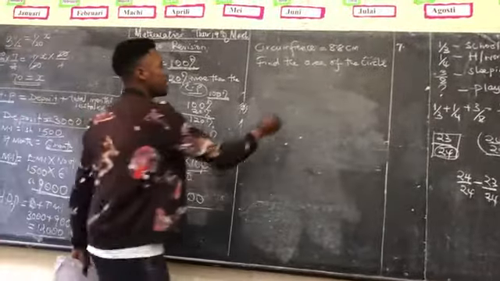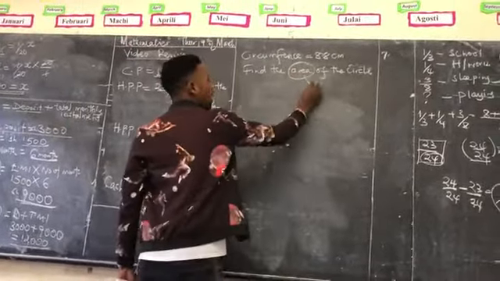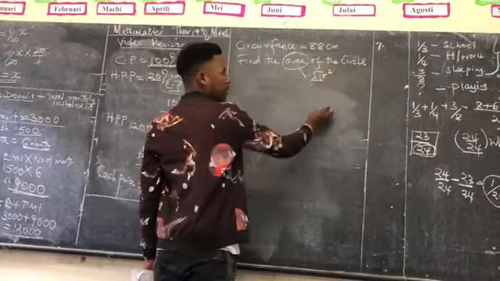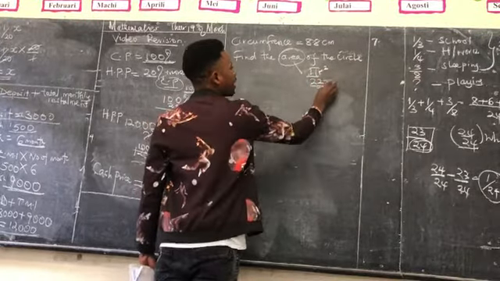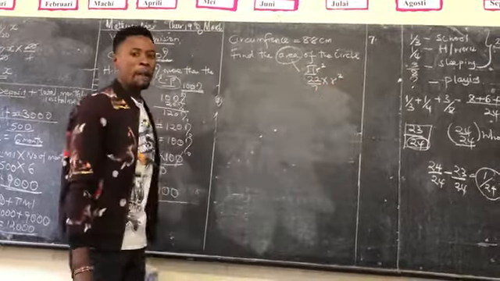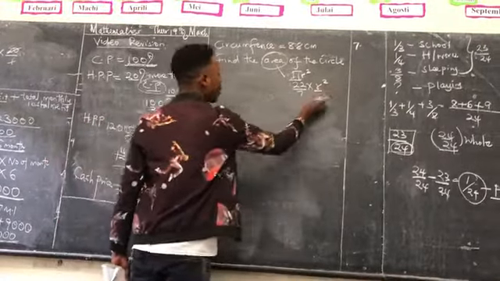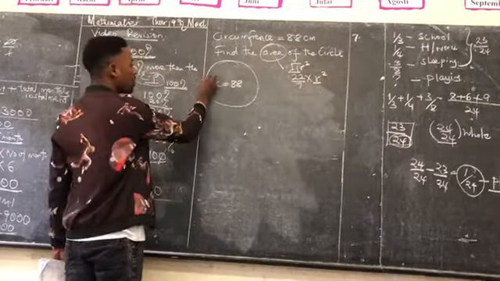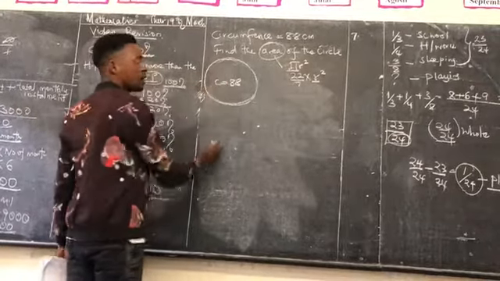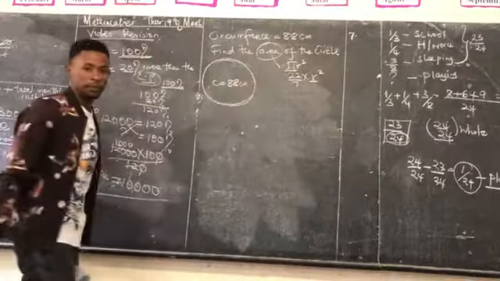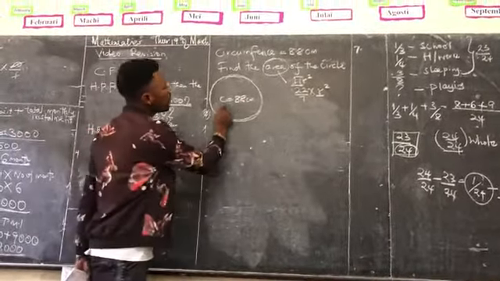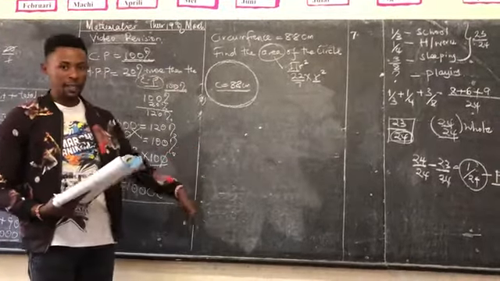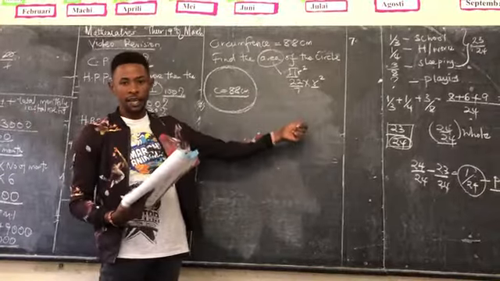Now, to find the area of the circle, the area of the circle is equal to pi r squared. That is 22 over 7 times radius squared. So that means that we must get the radius of this circle, which has a circumference of 88. So circumference means what? The distance around this figure is 88 centimeters. So we must use our circumference here to get the radius, and then use that radius to find the area of that circle.